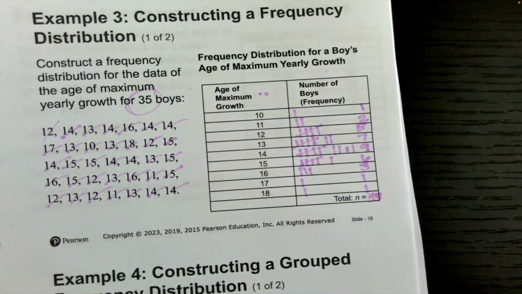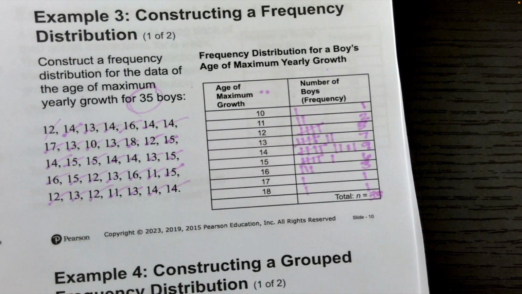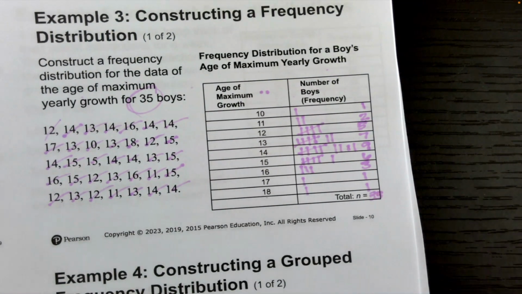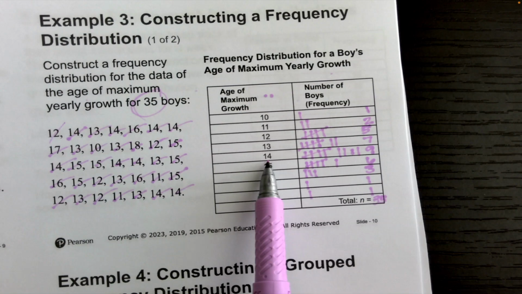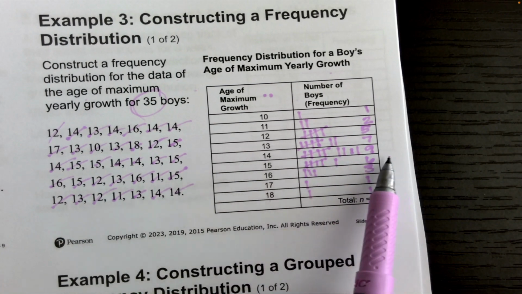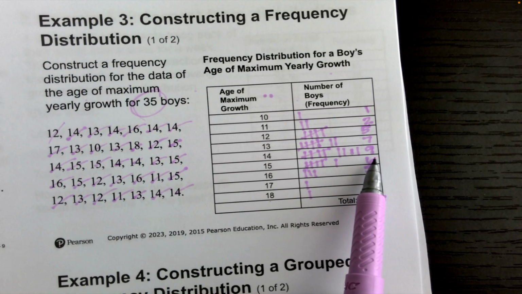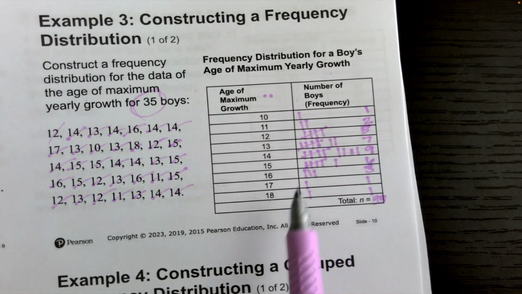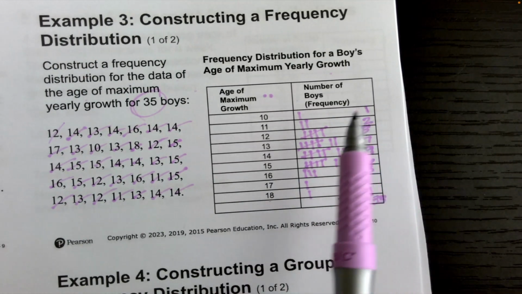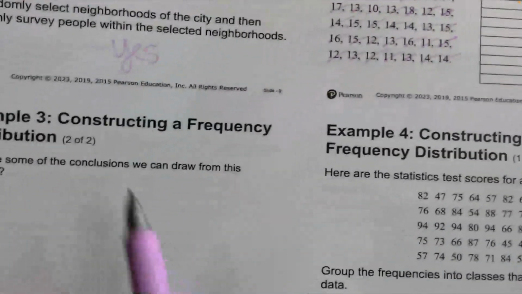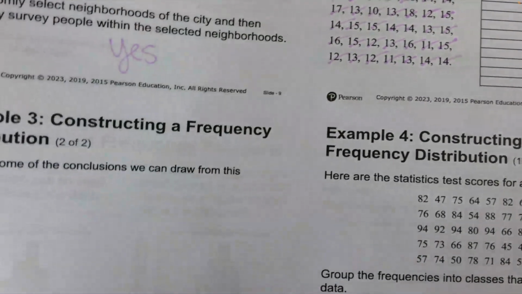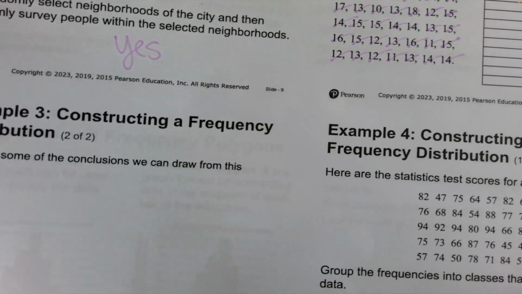So what are some conclusions you can draw about this example? Where's the most? 14. So most boys had their maximum yearly growth at age 14. They grew the most during age 14. The least would be 10 and then 17, 18. It's all centered around 14 though. You can write some of those conclusions here if you wanted to. Okay, so that is a frequency distribution.